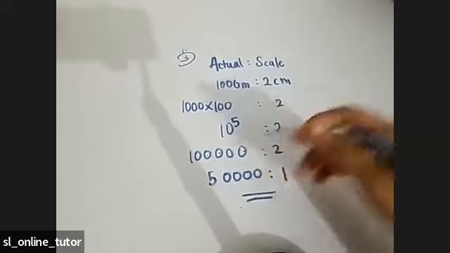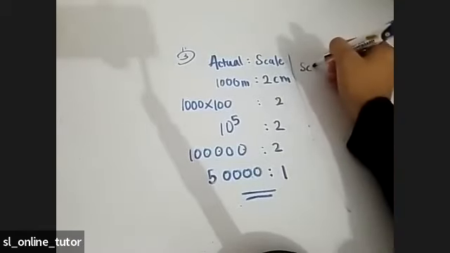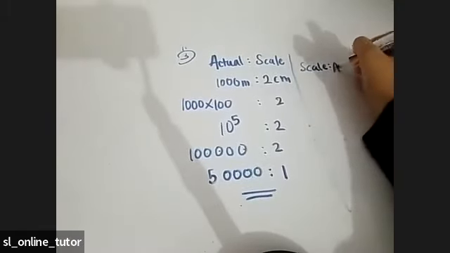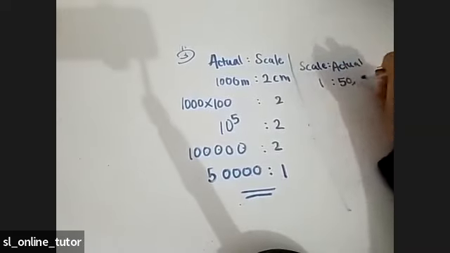We can write it in the other way. Other way means this way. Scale is to actual. In this format, if you write, it will come nicely. 1 is to 50,000.